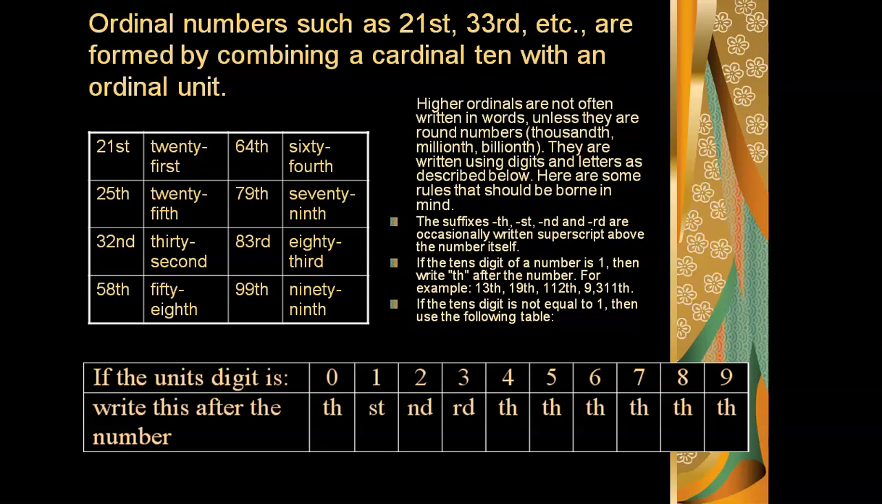If the unit digit is 1, write st after the number. The first one is st, the second one nd, the third one rd, the fourth one th. After 4, 5, 6, 7, 8, 9, we also add the suffix th to the numbers.